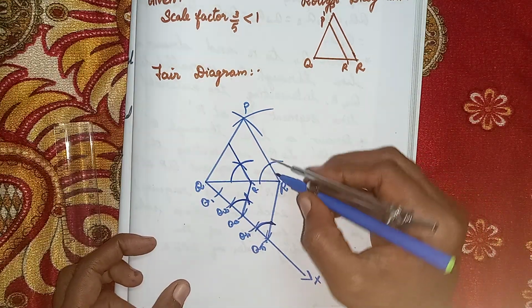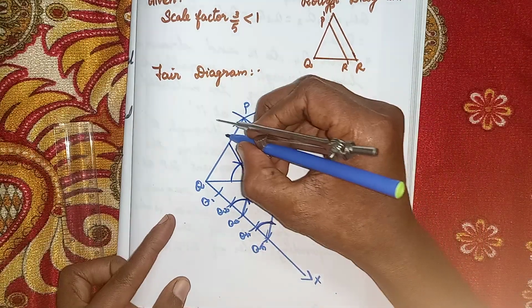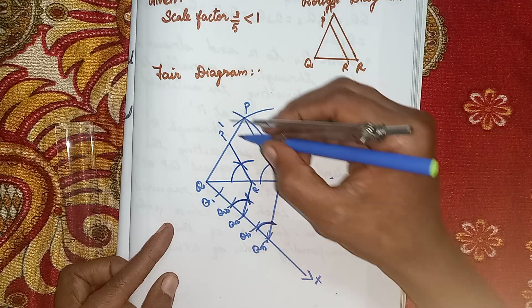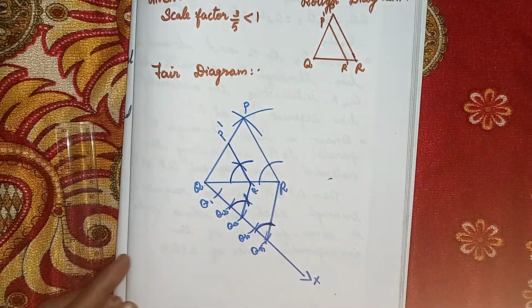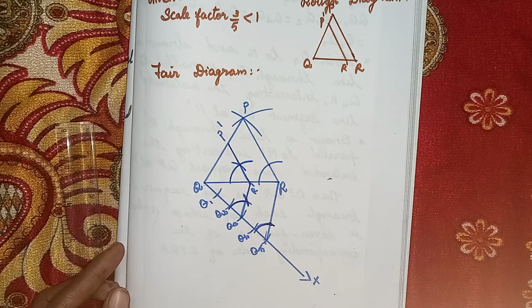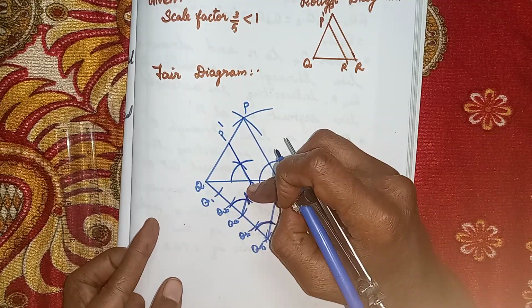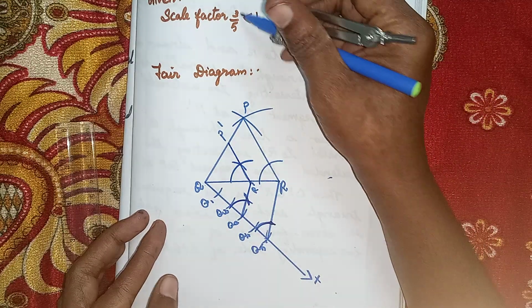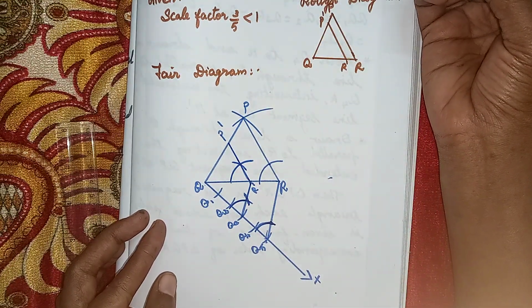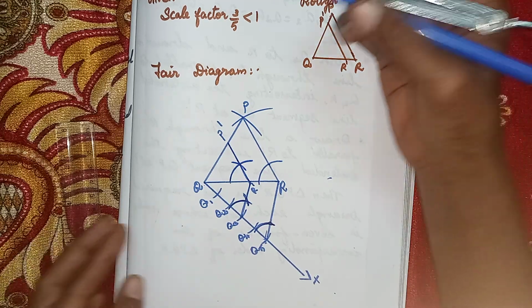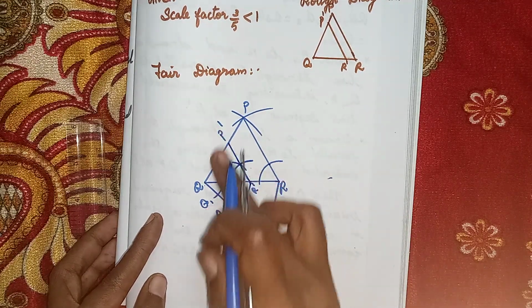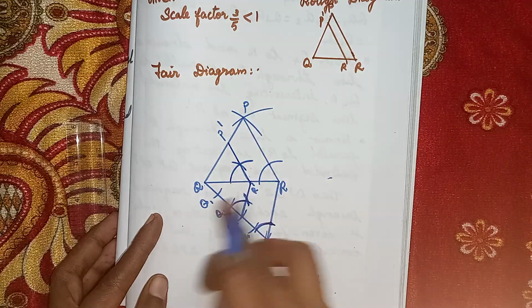Now this line is parallel. PR is parallel to P dash R dash. This is the required triangle. Now triangle P dash Q R dash is similar to PQR with the scale factor 3 by 5. Okay, 3 by 5. Clear? Otherwise, find 3/5 of PQ, P dash Q R dash is 3/5 of PQR. Clear?